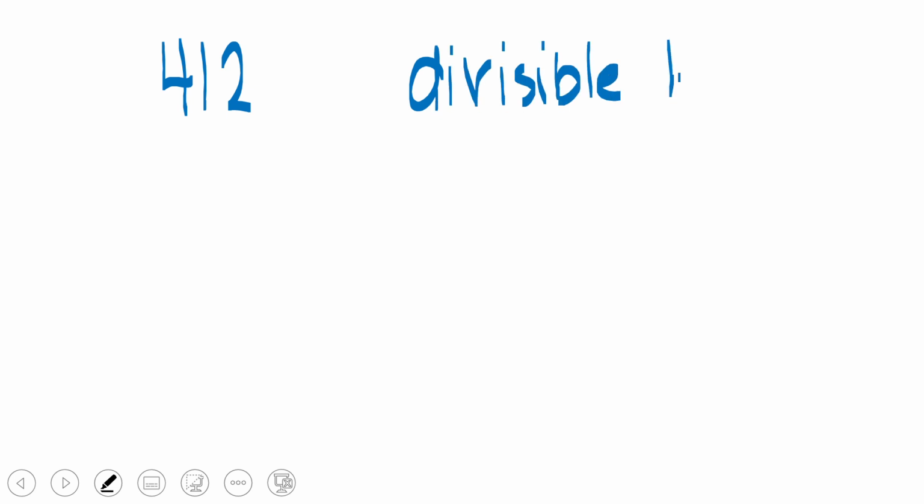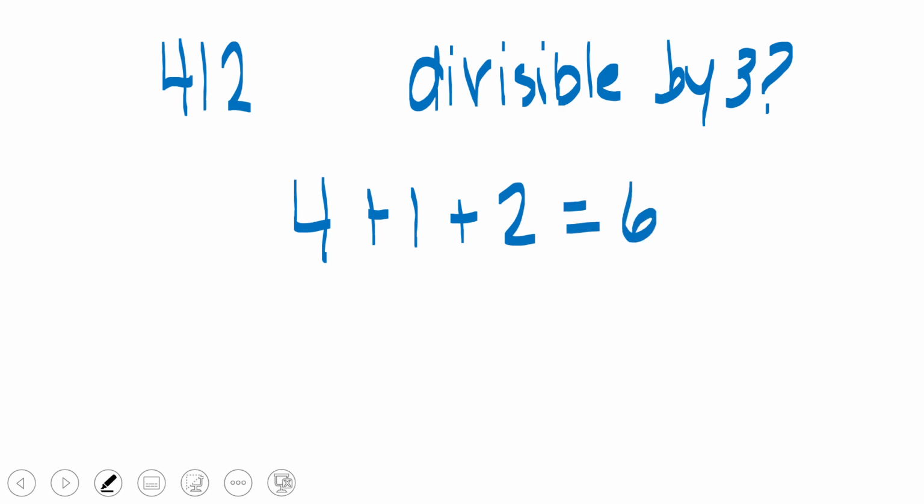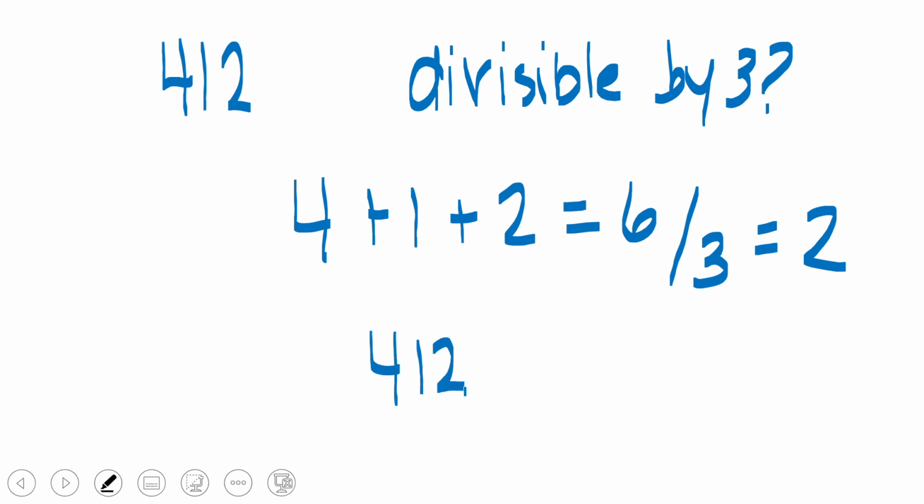What does that mean? We have this number, 412. Is it divisible by 3? Well, we can say 4 plus 1 plus 2 equals 6. 6 is divisible by 3 evenly, so 412 is divisible by 3 evenly as well. So when it says add up the digits to decide, this is an example of what it means.